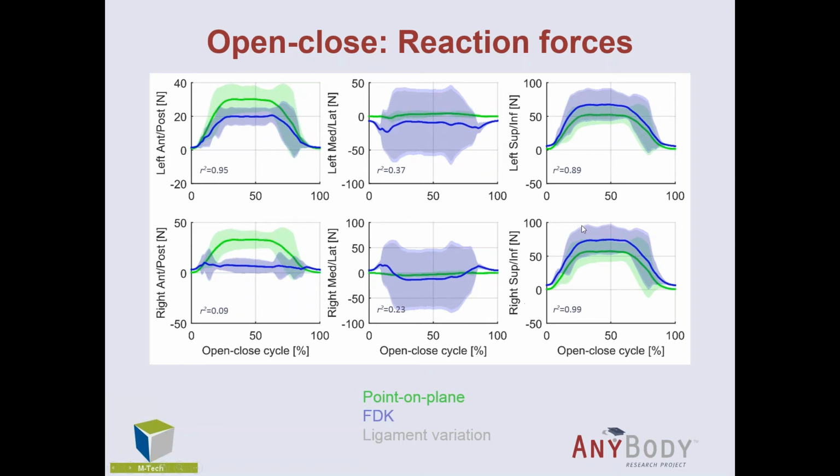But then again, the superior inferior force, they agree really well, and I think in the mean curve they actually do agree fairly well. Because the magnitudes are low, that's why the correlation coefficient is low, because there's a little bit of variation around 0, but they don't vary in the same kind of way.